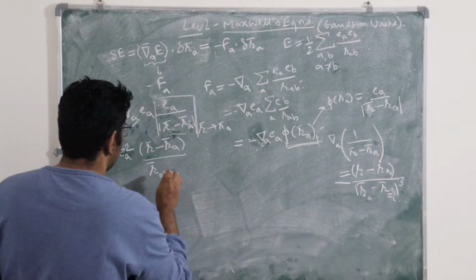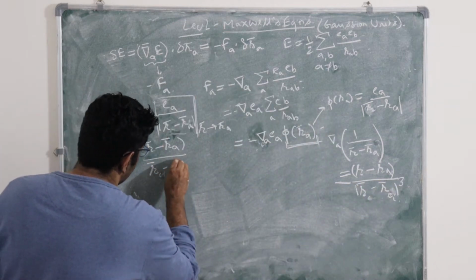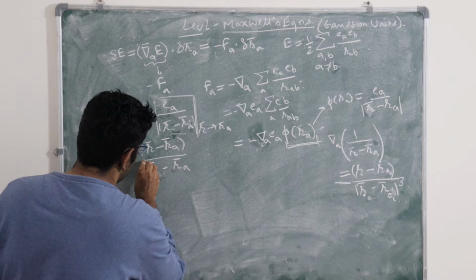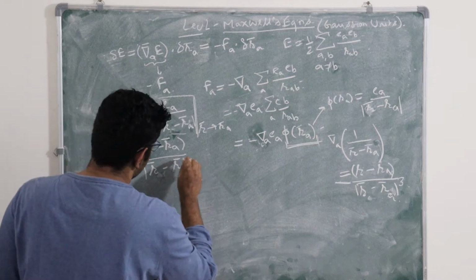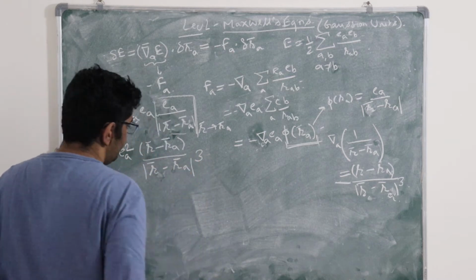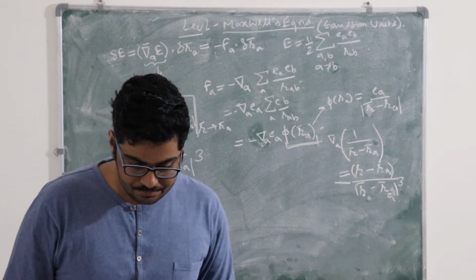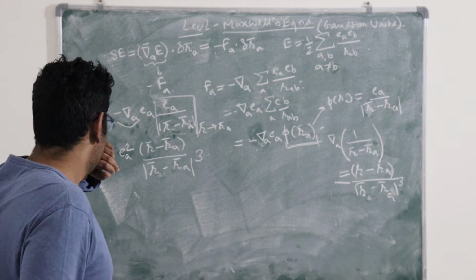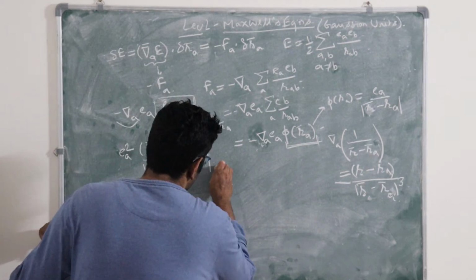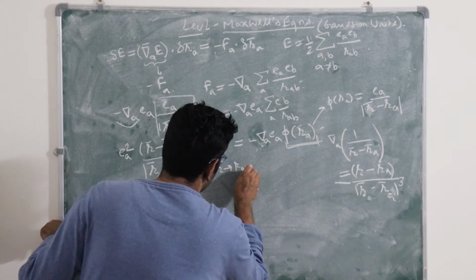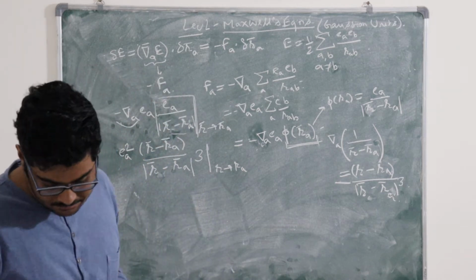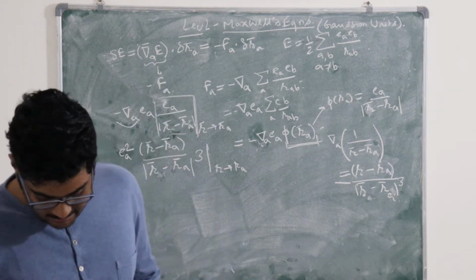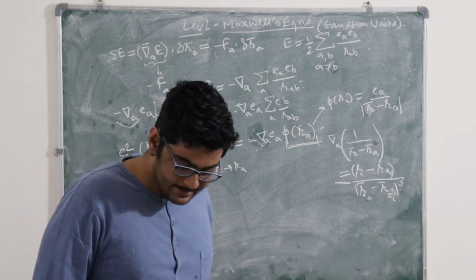r minus ra, modulus, cubed, modulus cubed, and this now tends to r goes to ra. Now how can we make sense of this? Now how could we proceed ahead?